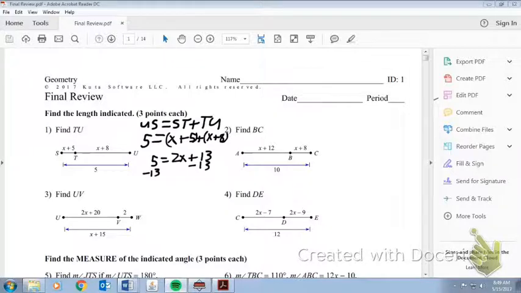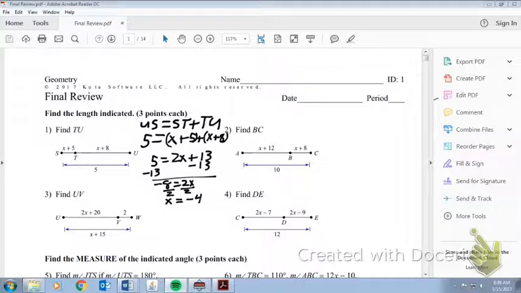We're going to subtract 13 from both sides. We get negative 8 equals 2x. We divide by 2 on both sides. We get x equals negative 4. Now, we are not done yet. So if you do this on the final, don't stop. Keep going. Look at the problem.